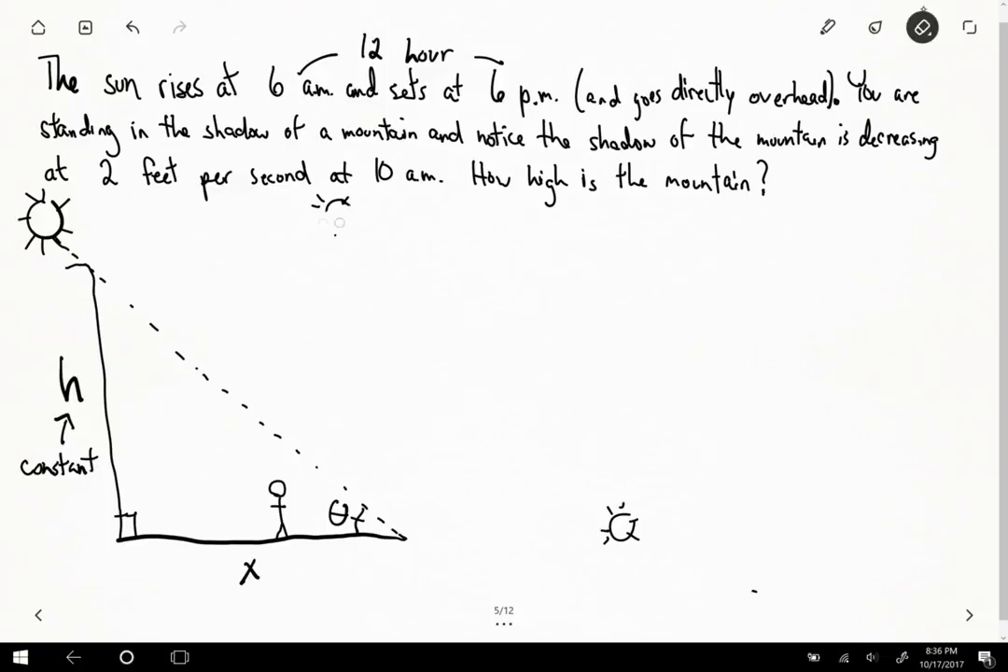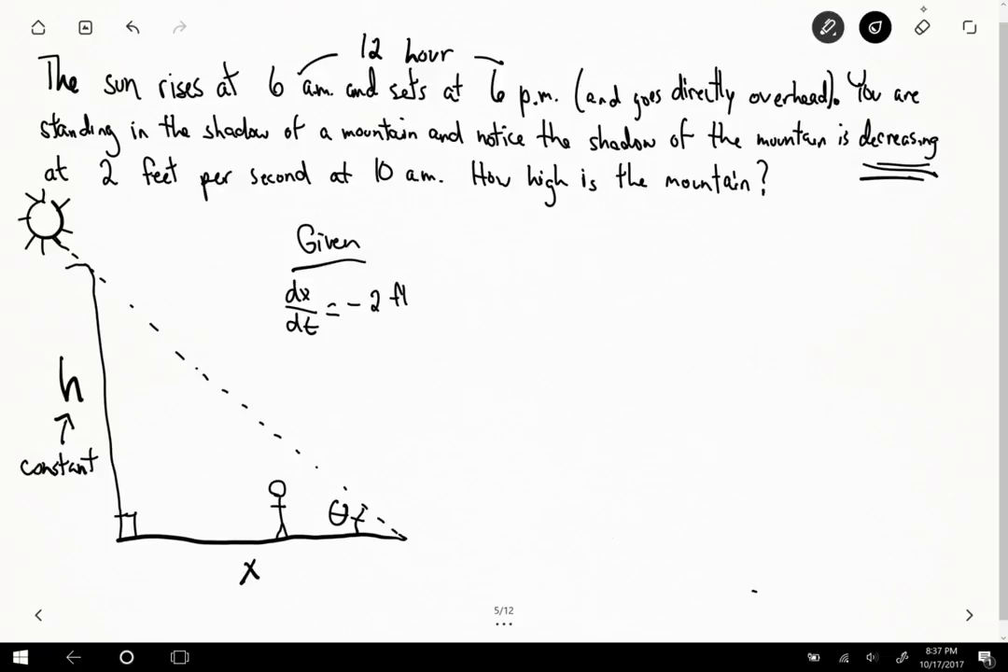Now, with that in mind, we can look at our givens. We actually have some given information. The given information that's easy for us is the dx/dt. It says decreasing, which means negative, at a rate of negative 2 feet per second. And this is at 10 a.m. I'm going to emphasize that in a minute.